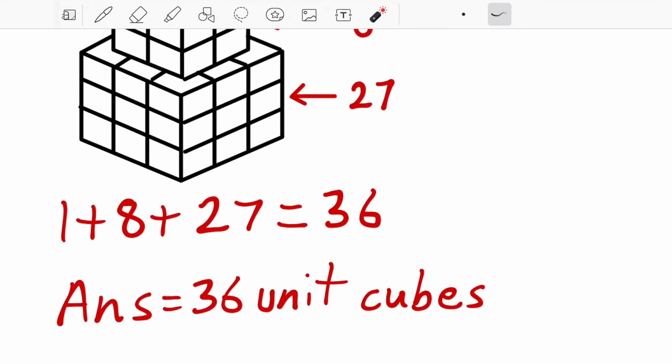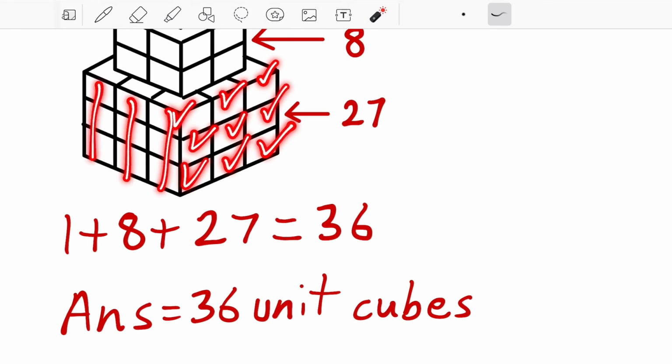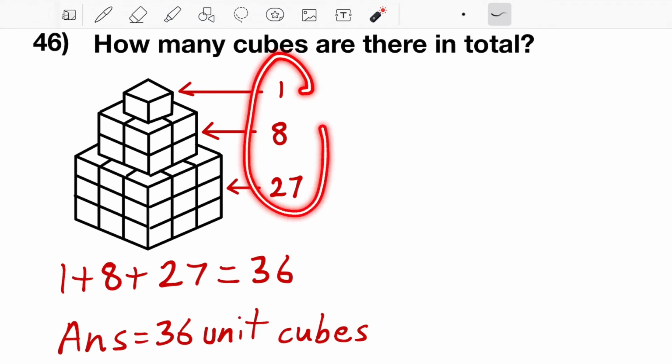And then we have 1, 2, 3, 4, 5, 6, 7, 8, 9 cubes. And we have 1, 2, 3 layers of 9. So that's 9 3s are 27. So when we add these together, we'll get 36 unit cubes.